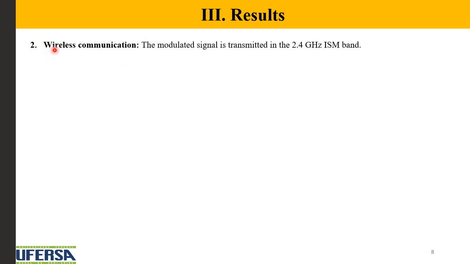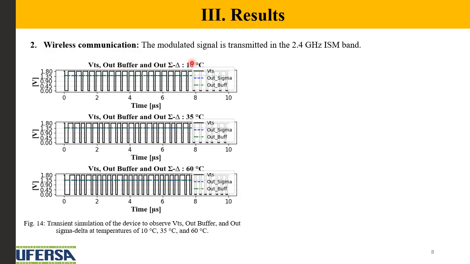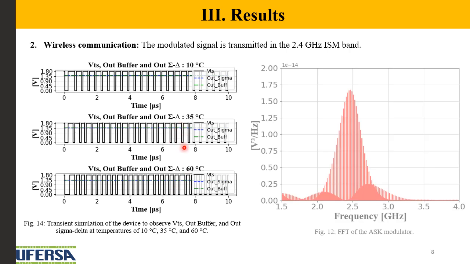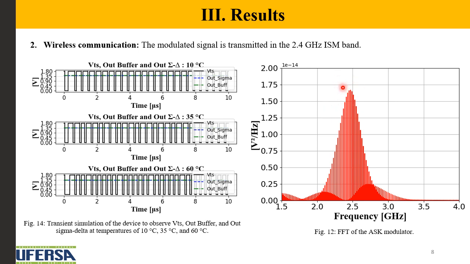The second result is about the wireless communication. As we increase the temperature, the sigma delta changes the patterns of the pulses, as we can see here. And when the pulses change from 0 to 1 and from 1 to 0, the RF block, the ASK modulator, sends an RF signal, which is depicted in this FFT here. So the fundamental component of the 2.4 GHz ISM band is included in this range here.